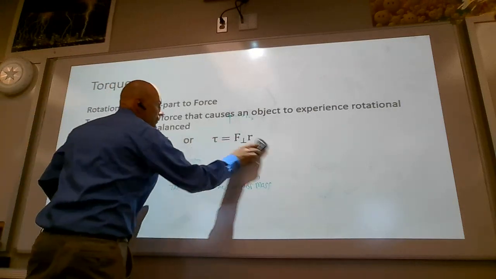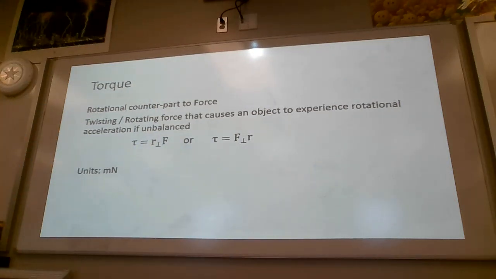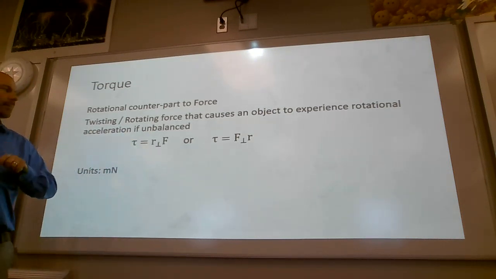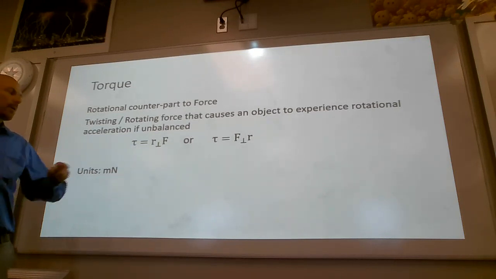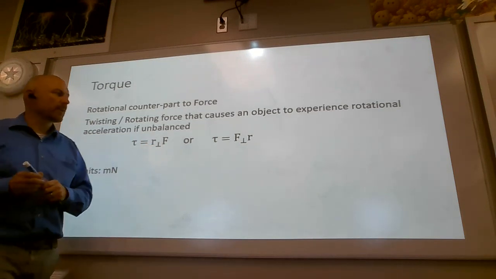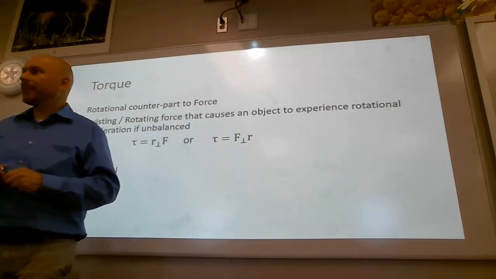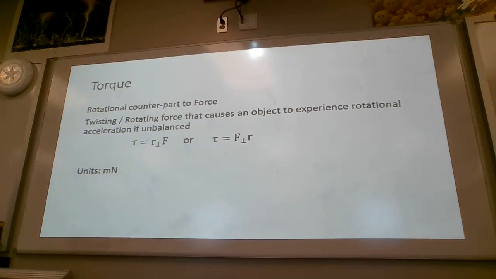All right, so torque is the rotational counterpart to force. It's the twisting or rotating force that causes an object to experience rotational acceleration if unbalanced. And you can calculate that by saying the component of the radius that's perpendicular to force times the force, or you can find the component of force that is perpendicular to the radius and multiply that. Okay, so it's finding the perpendicular component of one of those vectors multiplied by the whole vector.